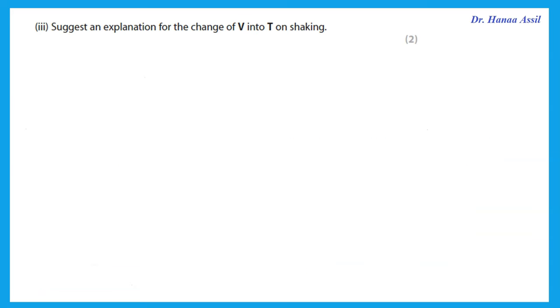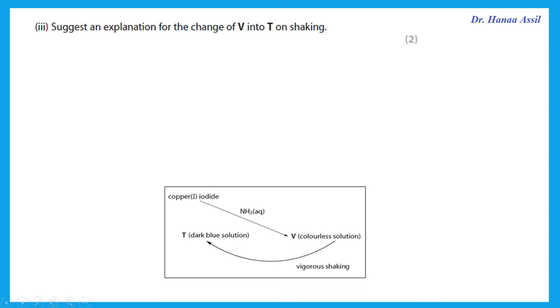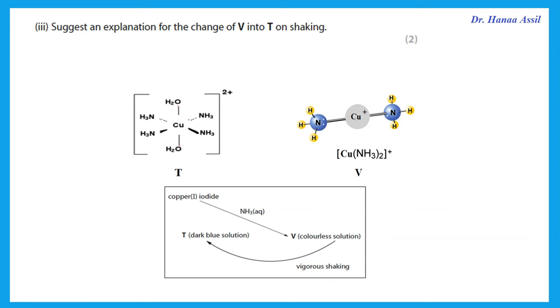So just an explanation for the change of V into T on shaking. Which one was V and T? We were talking about this part of the flow chart, and we said V is the copper plus 1, and we said it's colorless, and when it is shaken vigorously it becomes dark blue solution, and we said that is the complex we're talking about. How did V change into T? We should realize that copper plus 1 is oxidized by oxygen in the air when it is shaken to form copper 2 plus.